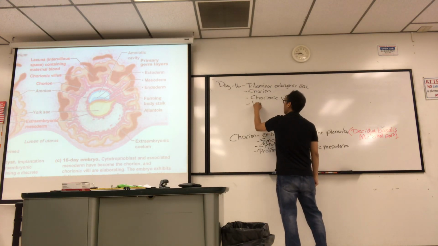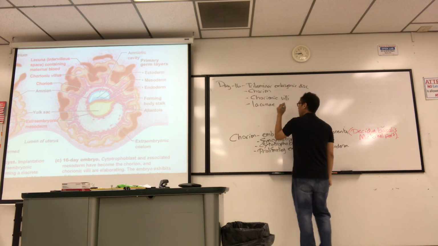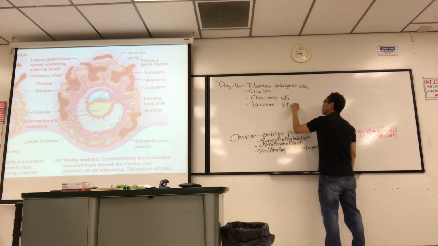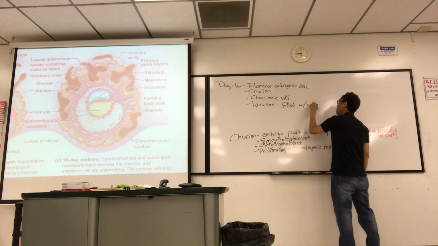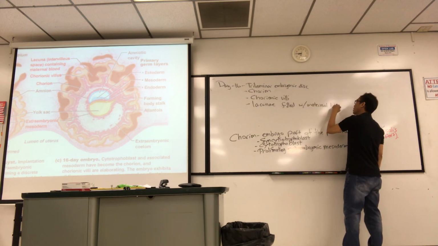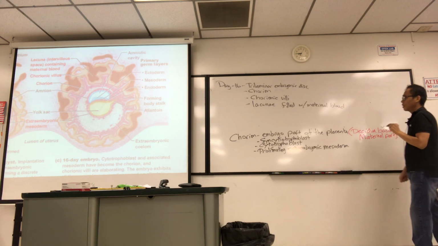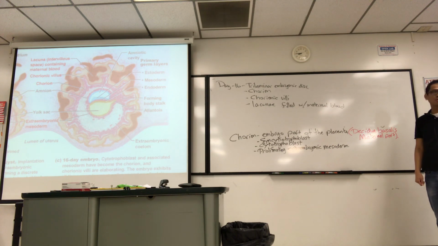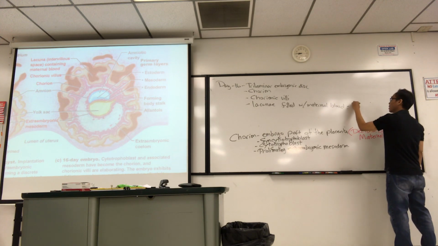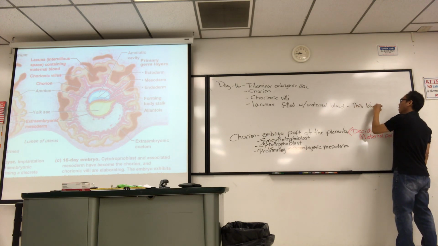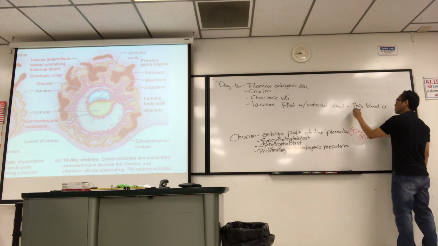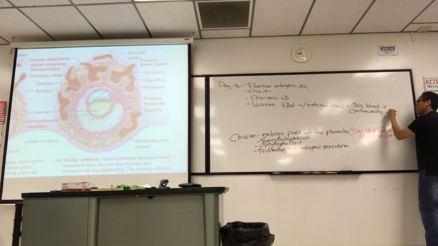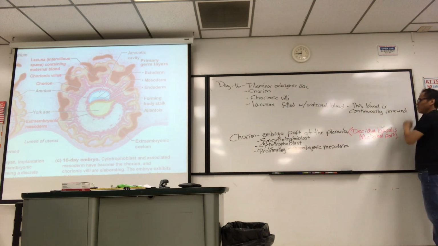So lacunae, E pluralizes it, filled with maternal blood. Little puddles of blood, but they're not stagnant pools of blood. The blood is continuously renewed. There's blood circulation there. This blood is continuously renewed.